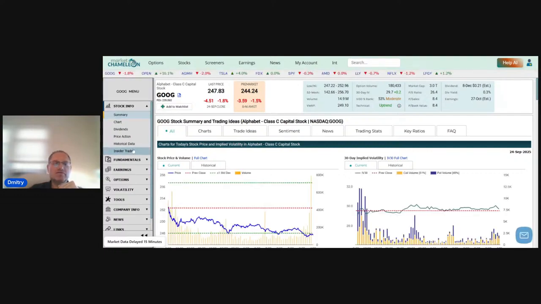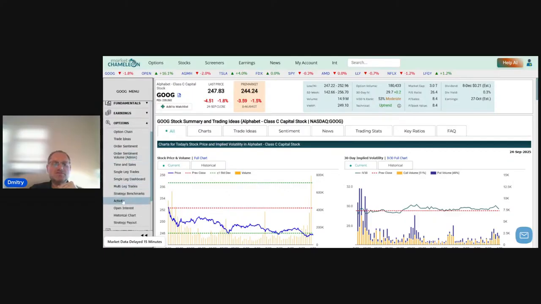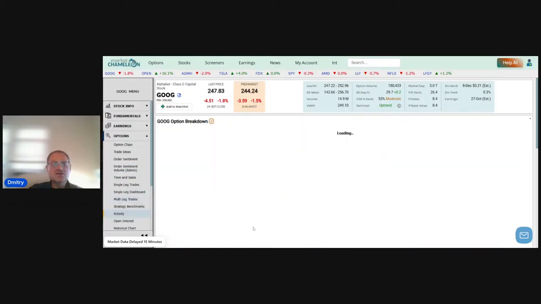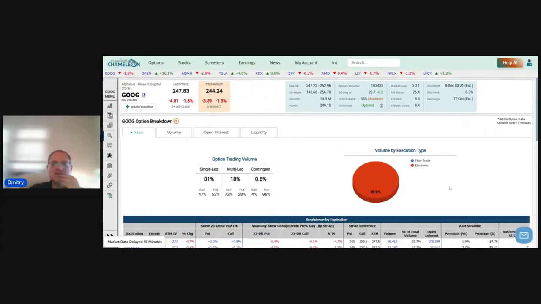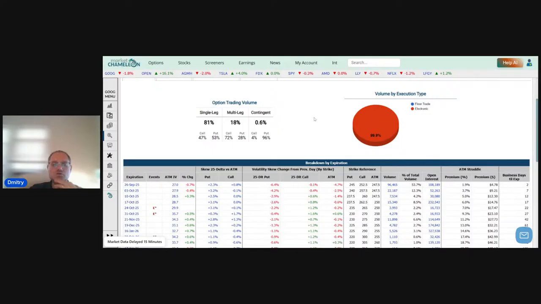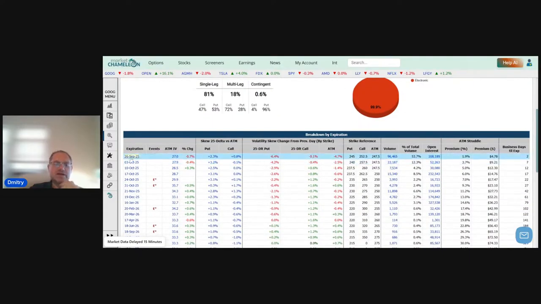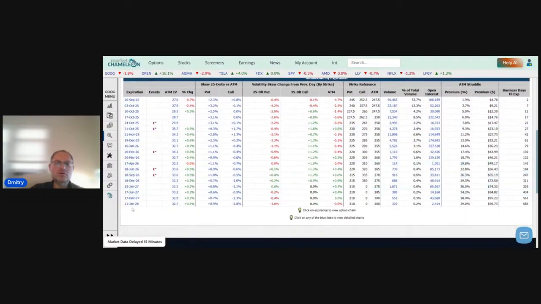And on the left-hand side, we have this menu. So let's click on options, and under options, let's click on activity. And I'm going to then click on this menu to minimize it and expand our screen. And here we first come to this page, which gives us this option volume breakdown. And we have this table that is organized by expiration month, starting with the closest expiration to maturity and going out further.